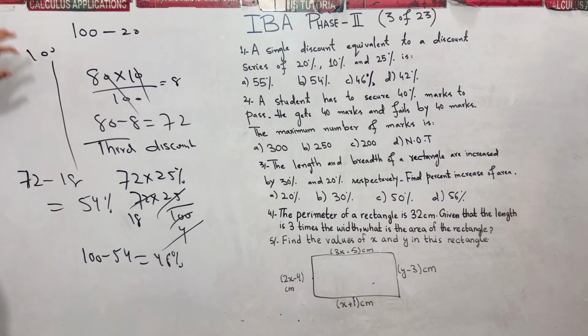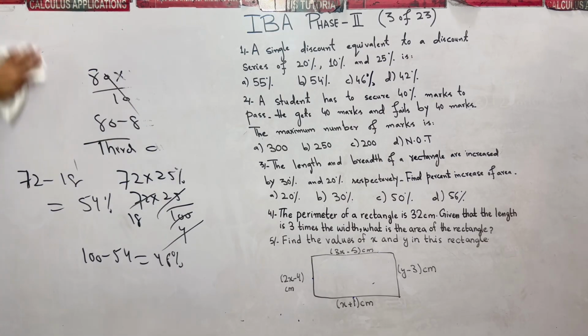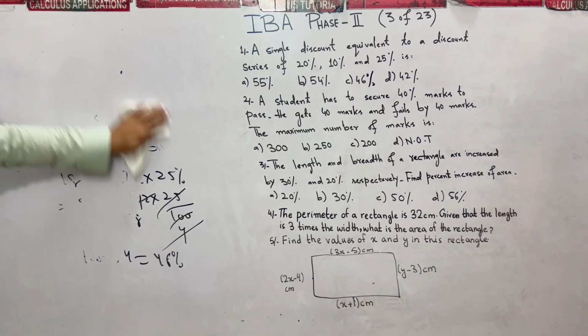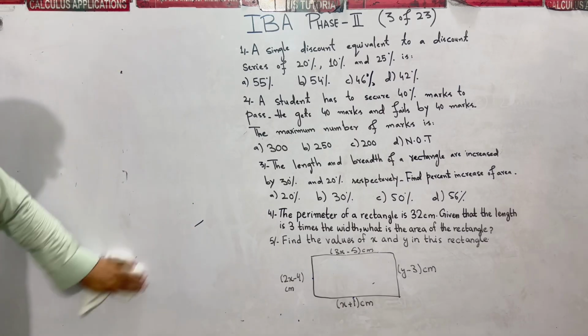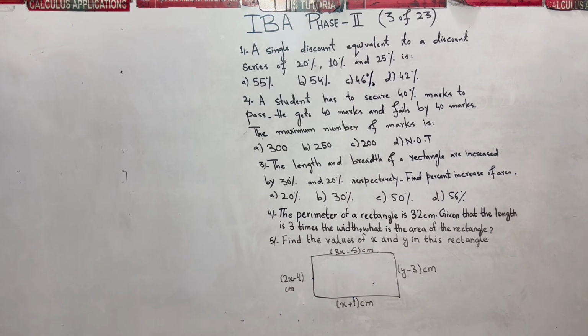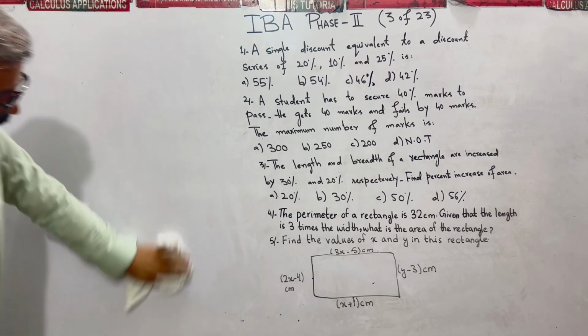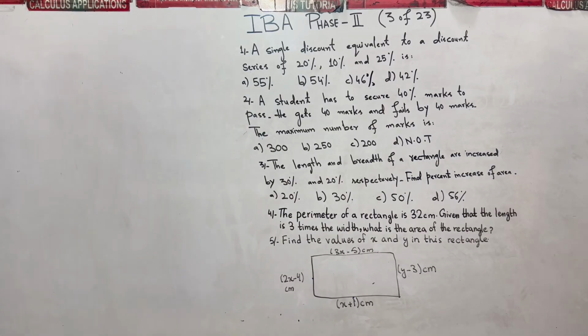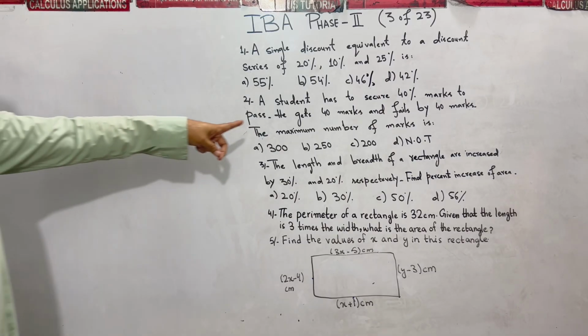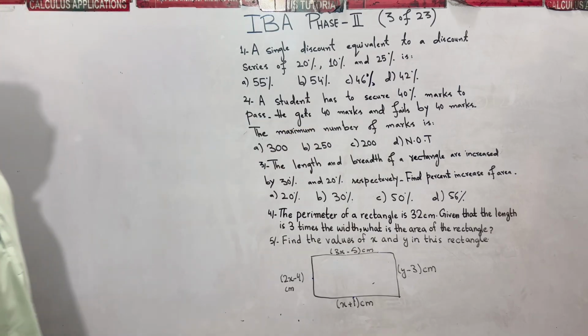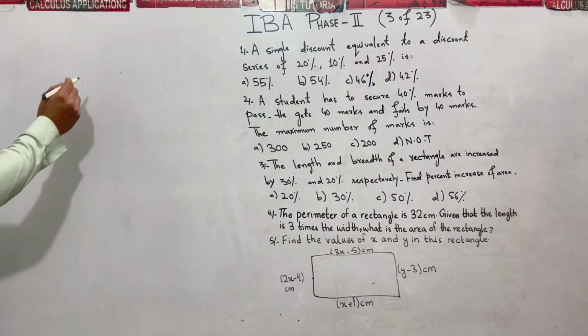Moving towards question number 2. It is also a percentage question. It reads as: a student has to secure 40% marks to pass. Passing percent is 40. And he gets 40 marks and fails by 40. Find the maximum number of marks.